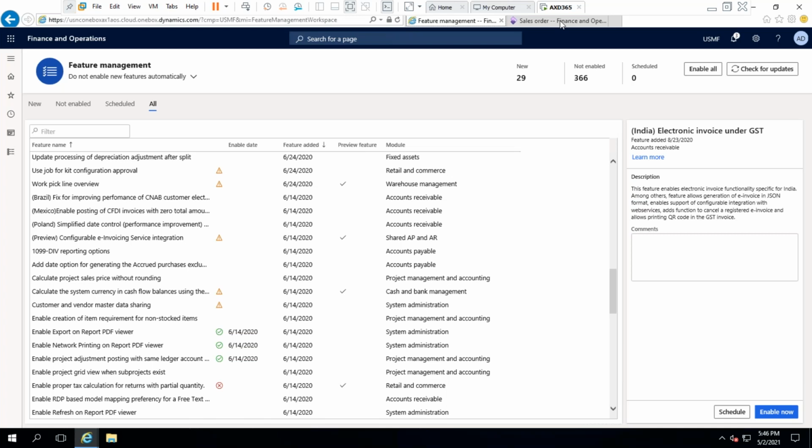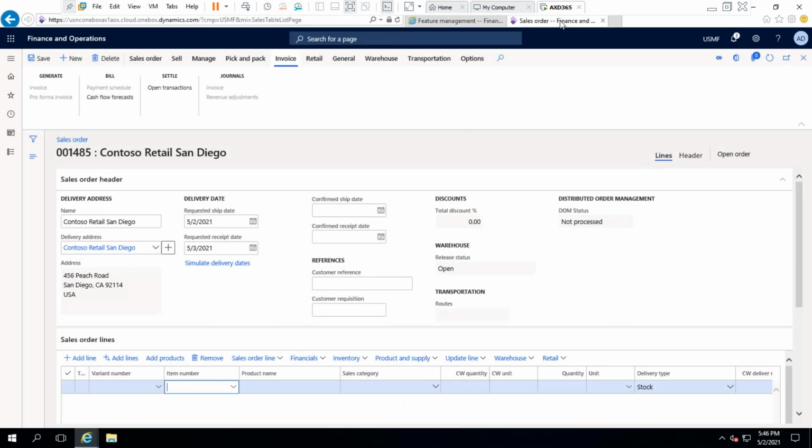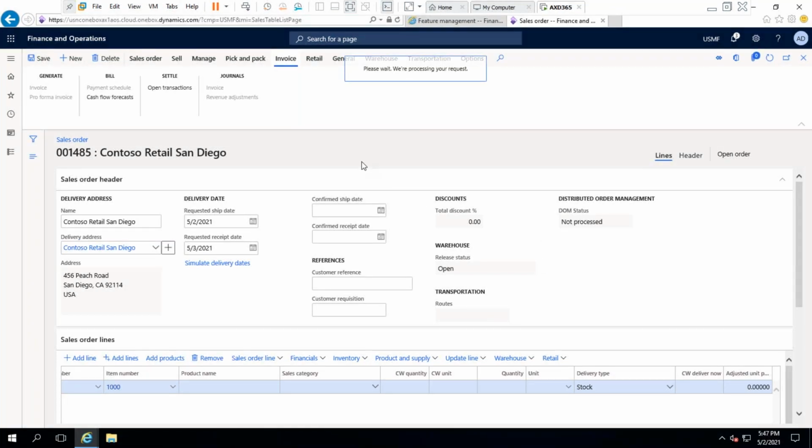Okay, so now proceeding. I'm doing the sales order. I don't know why it is showing this much slow today. Otherwise, I will close this application and open it again to be a little bit faster. It will work.